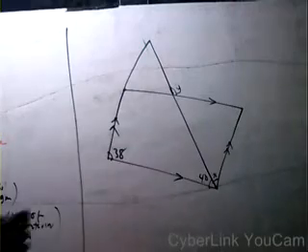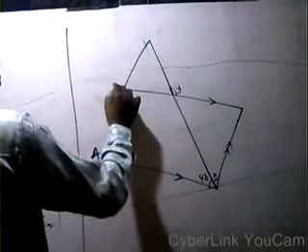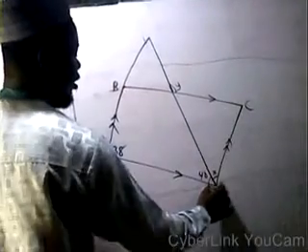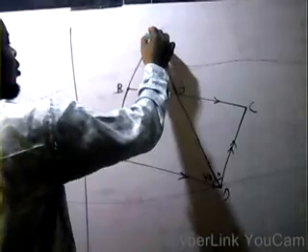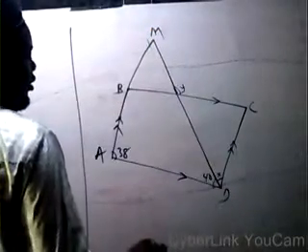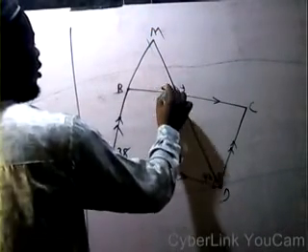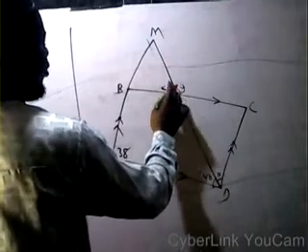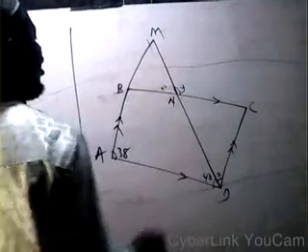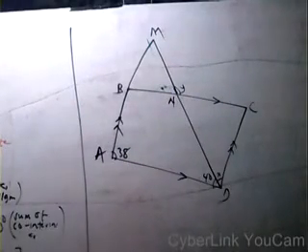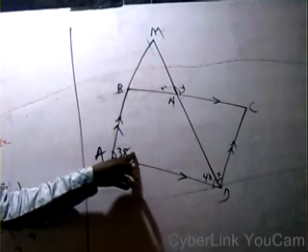So let's name it. Let's call this one A, B, C, D. Let's call this one M, right? And let's call this one N. This place, let's call it N. Now, in this case, this one is 38, right?